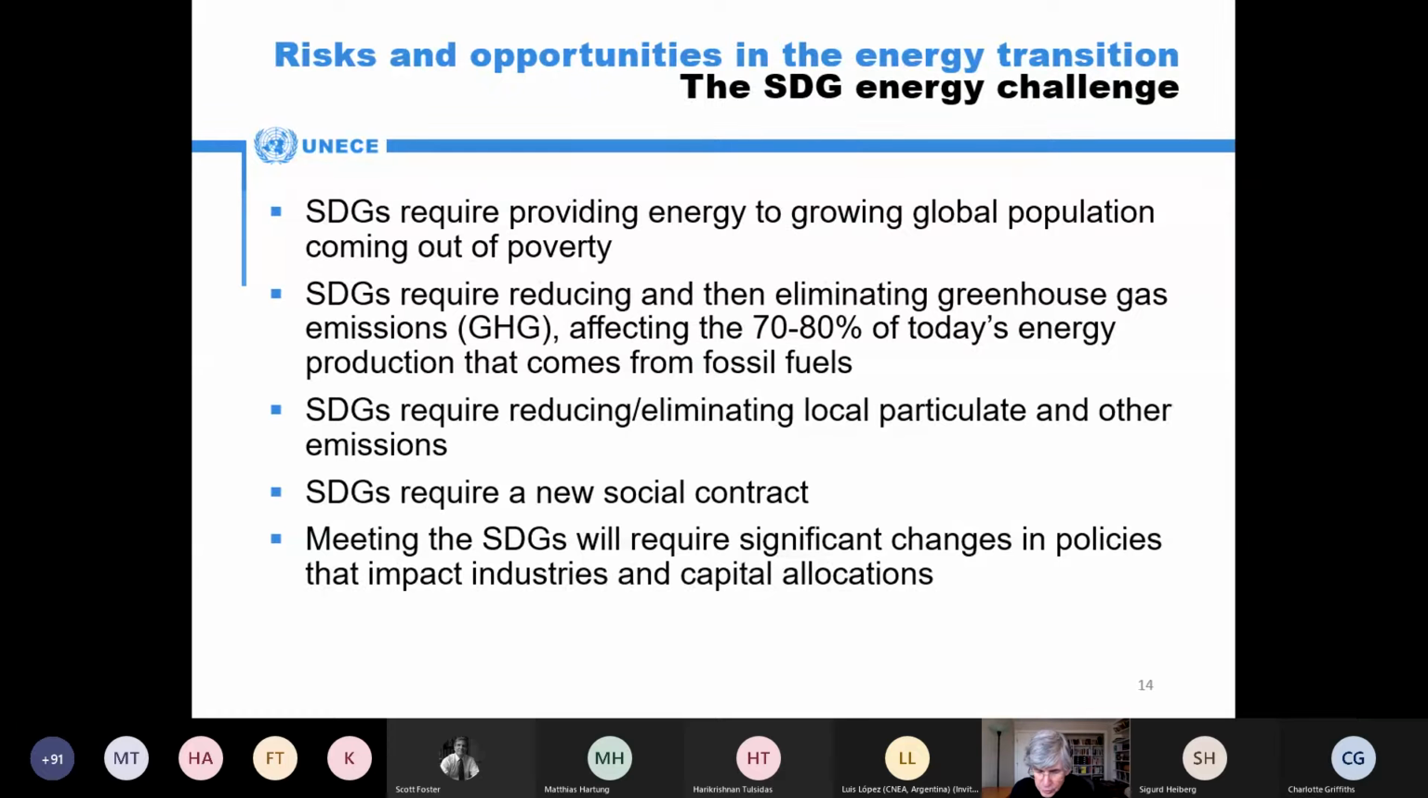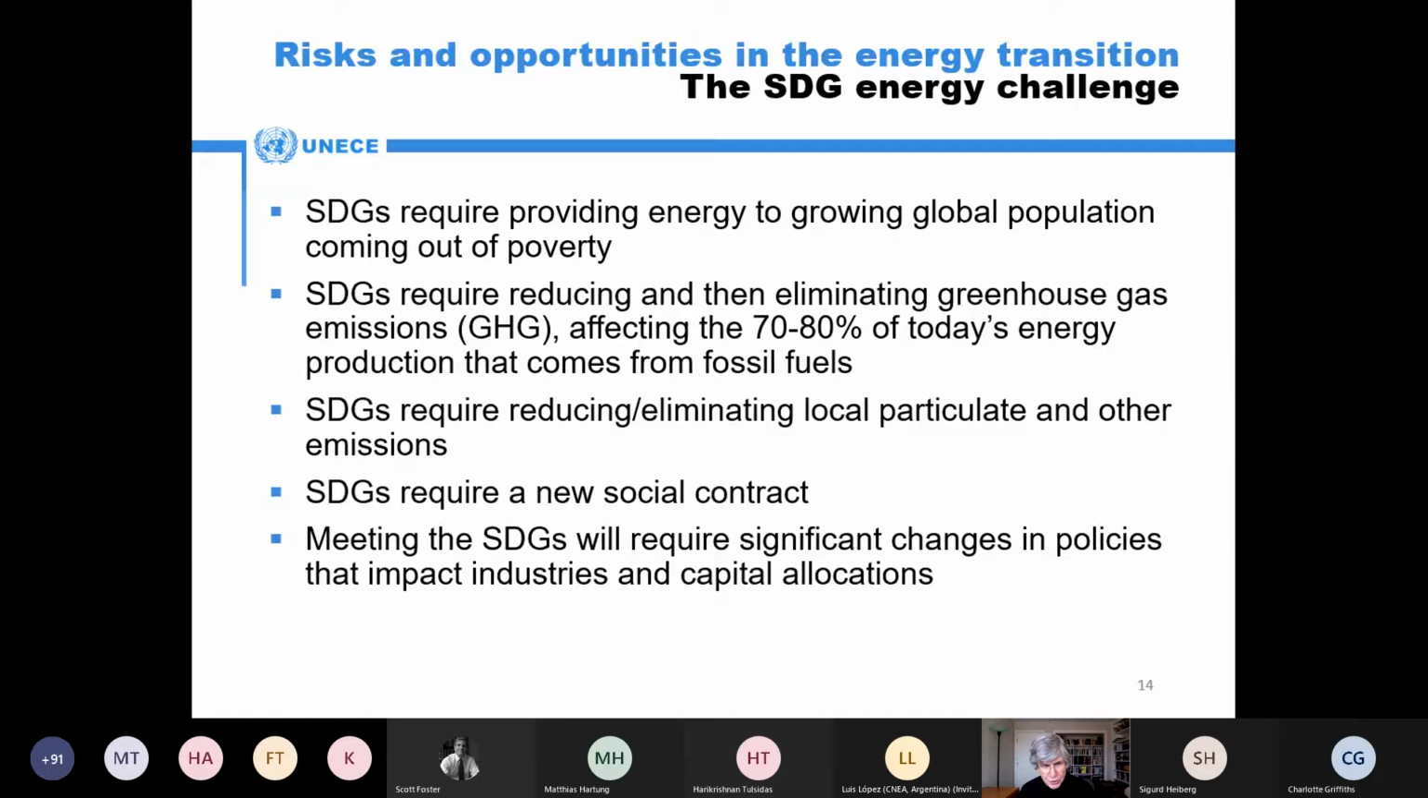The Sustainable Development Goals sharpen the energy challenge in several ways. First, of course, they require providing energy to a growing population coming out of poverty, so we will need more energy. Second, they're going to require reducing and ultimately eliminating the greenhouse gas emissions, which will affect 70 to 80% of today's energy production. They also are going to require very significant reduction and elimination of local particulate and other local emissions. And as Scott said, they will require a new social contract in terms of who makes the choices about natural resource and energy projects, who benefits from those projects, and who bears the costs of those projects.